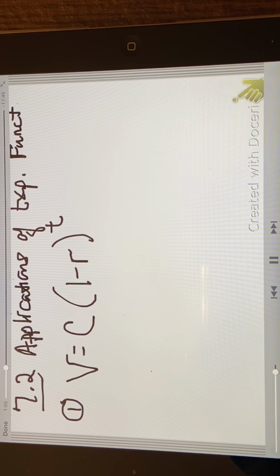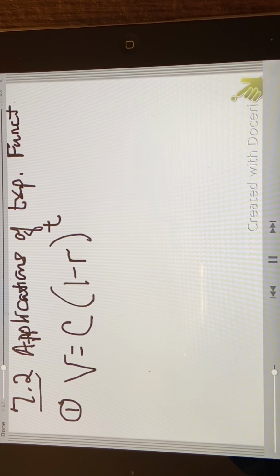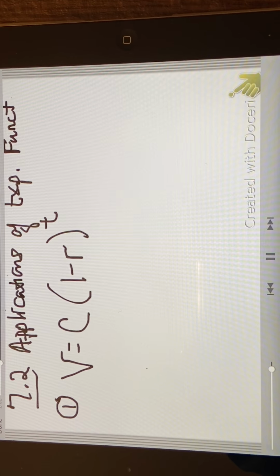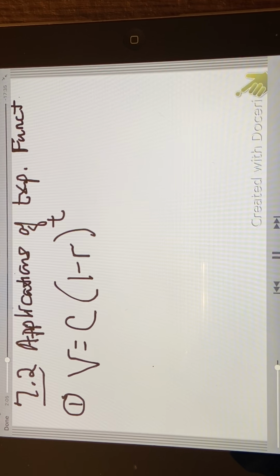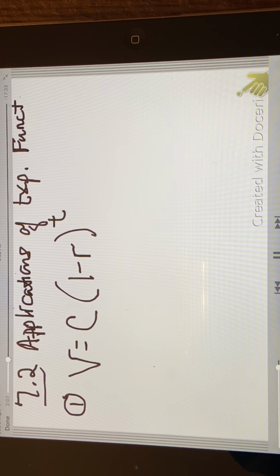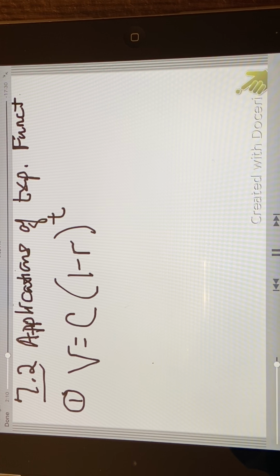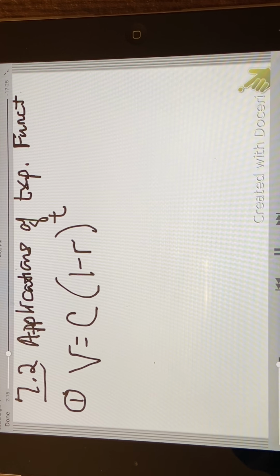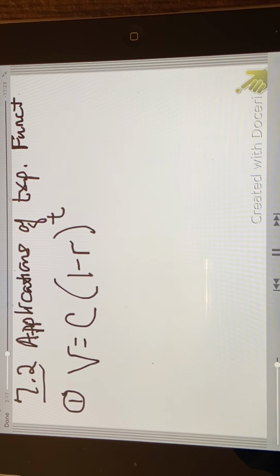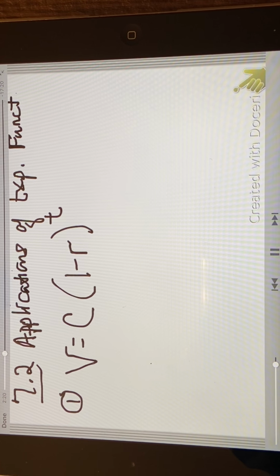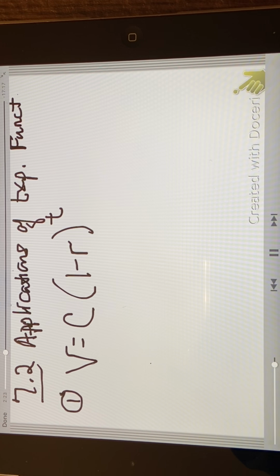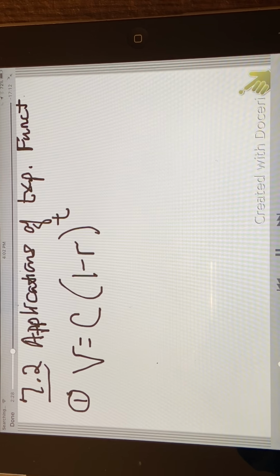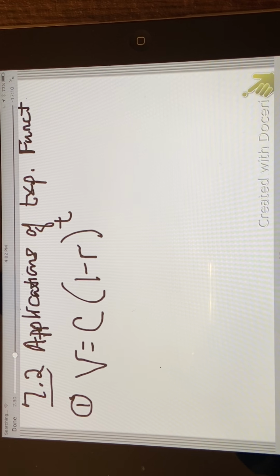Well, let me just tell you what everything stands for. V stands for the value of the machine. C stands for the original cost. And R stands for the rate of depreciation. Well, depreciation is just where after you buy a product like a car or any type of machine or whatever, it's going to lose its value over time. And so we want to know what that percent of depreciation is going to be. And then T just stands for how many years we're looking at.